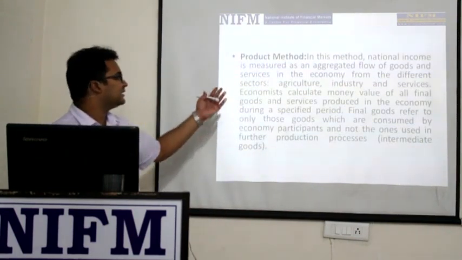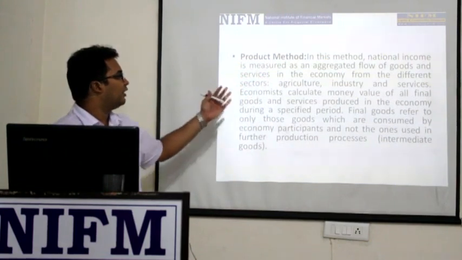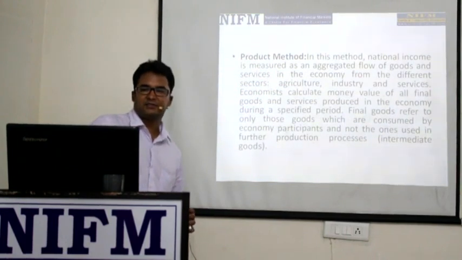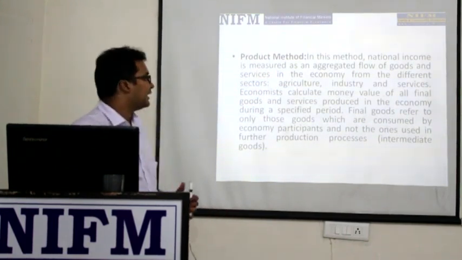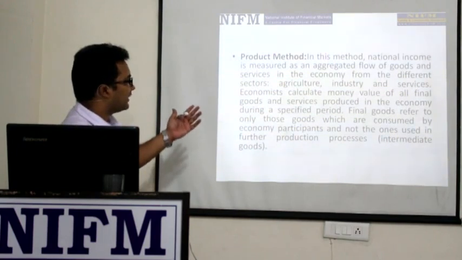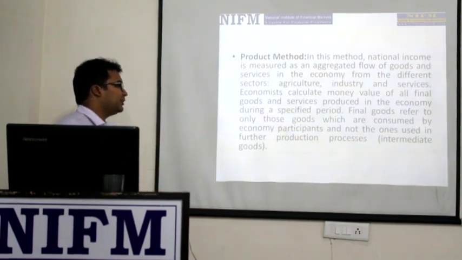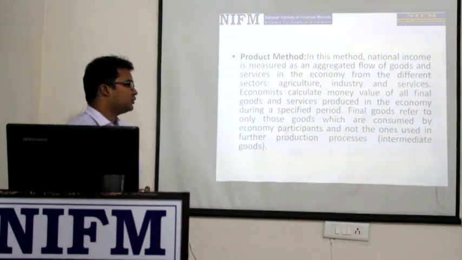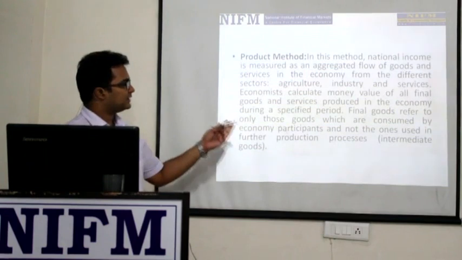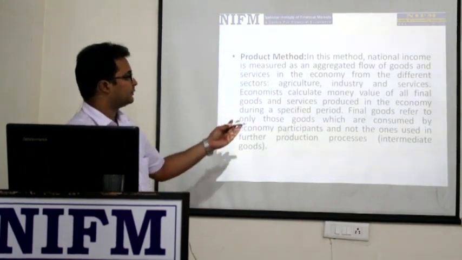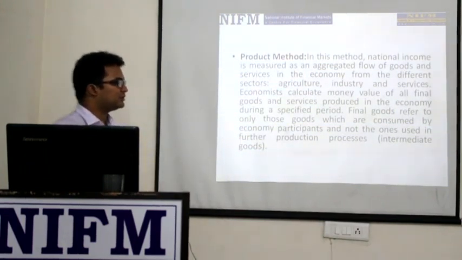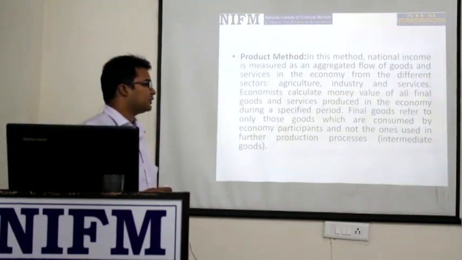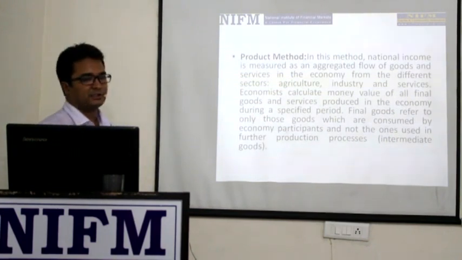In this method, the national income is measured as an aggregate flow of goods and services in the economy from different sectors. So different sectors like agriculture sector, industry and services. Economists calculate the money value of all final goods and services produced in the economy during a specified period of time. Final goods refers to only those goods which are consumed by economic participants and not ones used for the production process, that is intermediate goods.